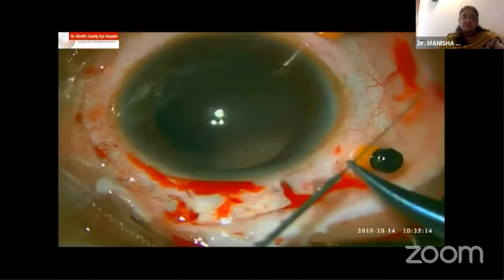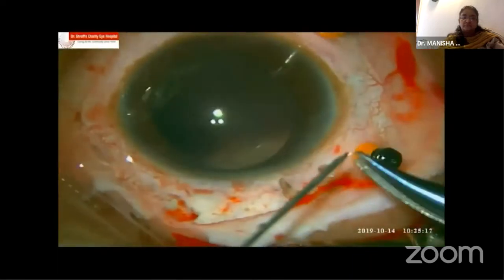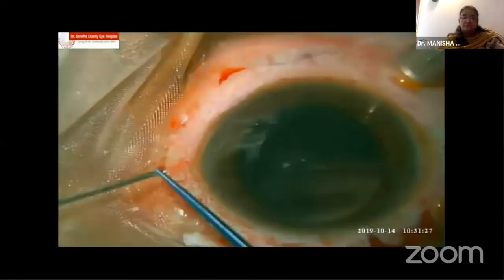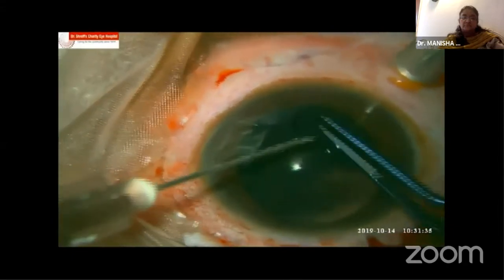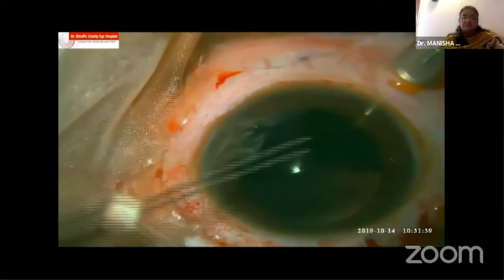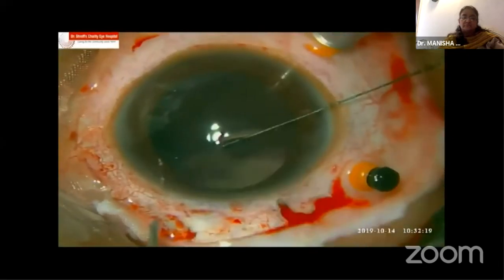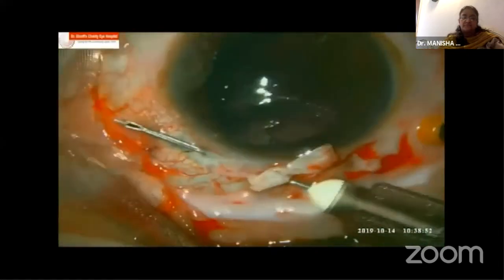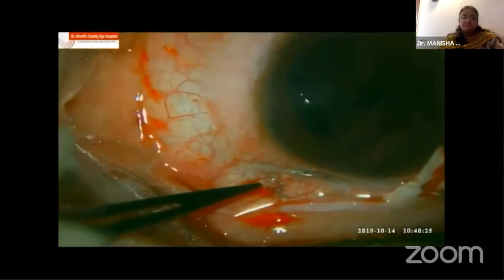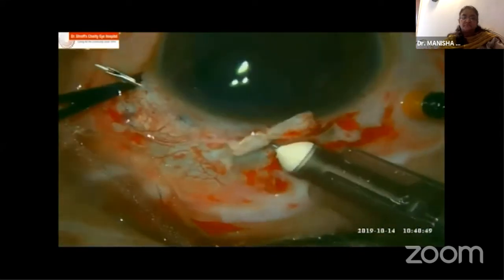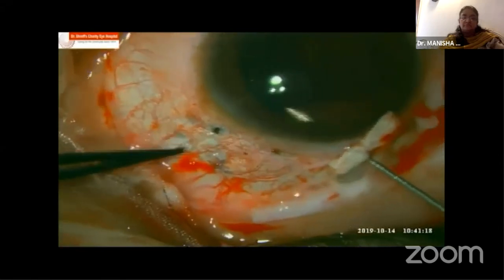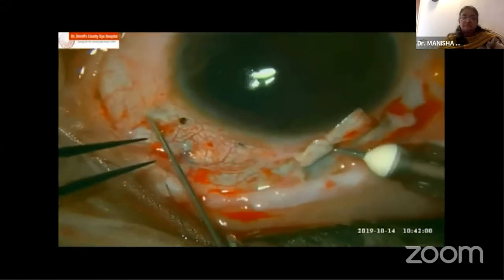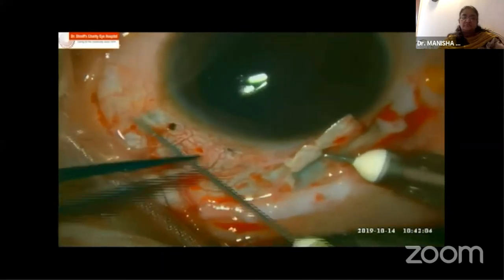A scleral flap was made and 10-0 Prolene suture was threaded into a 26-gauge needle. And the needle was cut off. The needle with Prolene suture was passed through the cleft and a loop was taken out, which was kept in place with the help of a 30-gauge needle.